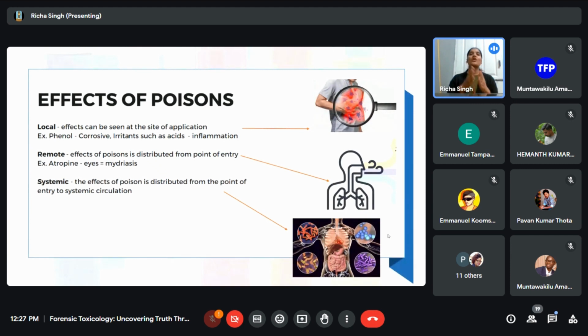And then the systemic effect, which is actually a combination of both local and remote effect. That means the poison will show its effect locally, that is at the site of application, and along with that, it will also show its effect after getting absorbed further into the body. A very common example of this is oxalic acid. Oxalic acid, when ingested in larger quantities, leads to the formation of calcium oxalate, and kidney stones are also one of the common examples of this. Highly not suggested, as it can lead to kidney stones.